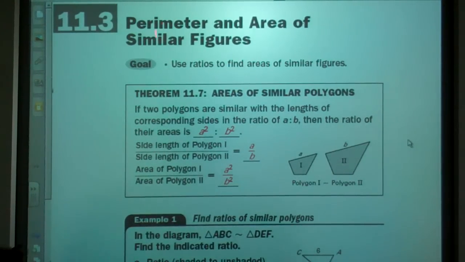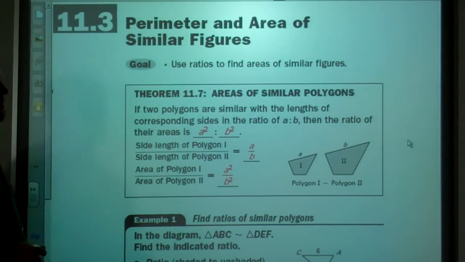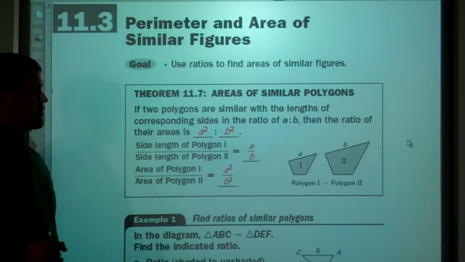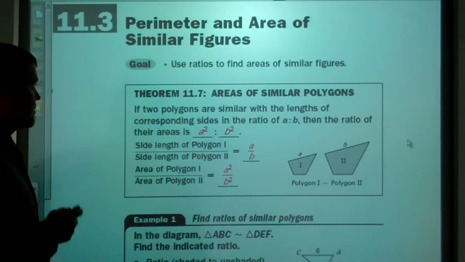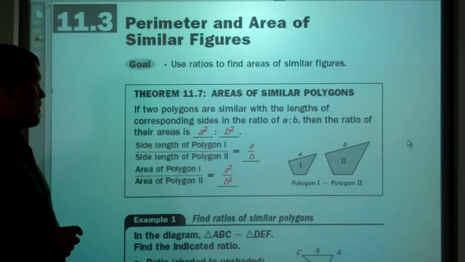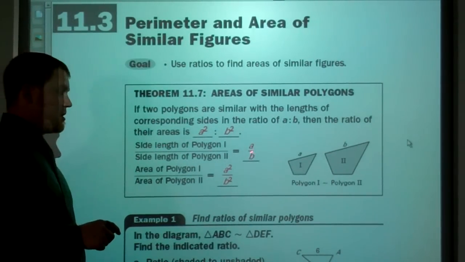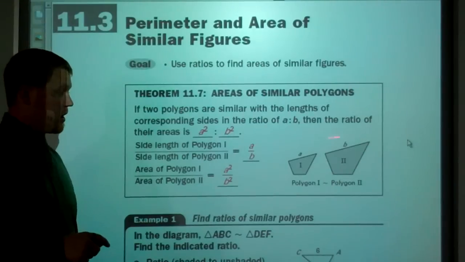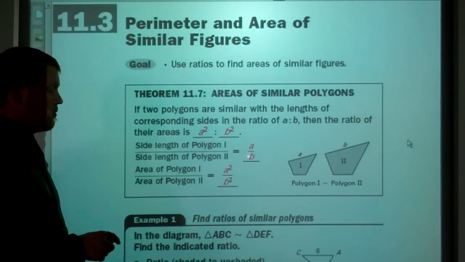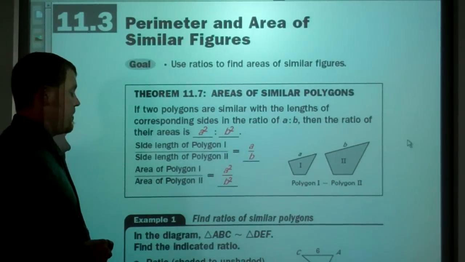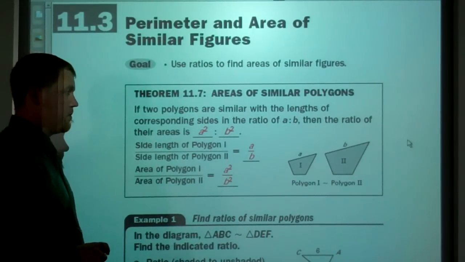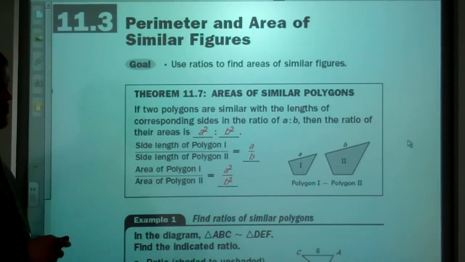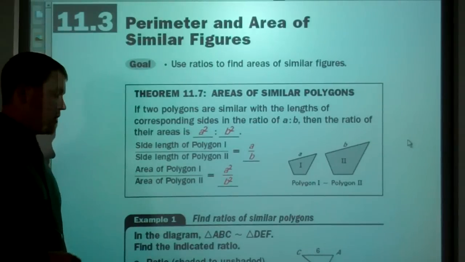Alright, today we're talking about perimeter and area of similar figures. If we remember, similar figures means sides are proportional, angles are congruent. We've talked about similar before. Now, the ratio of the sides is A to B. Whatever the corresponding sides, you compare them, the ratio is A to B. The ratio of their areas is A squared to B squared. If you think of that, area is two-dimensional, and that's why we have squares. Alright?